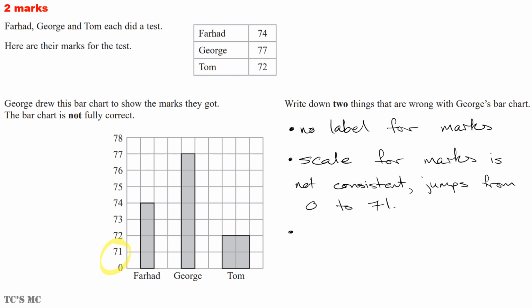Or we can write Tom's bar is wider than the rest. We get 1 mark for each thing that is wrong. So if we have 2 points that are wrong, we would get 2 marks.